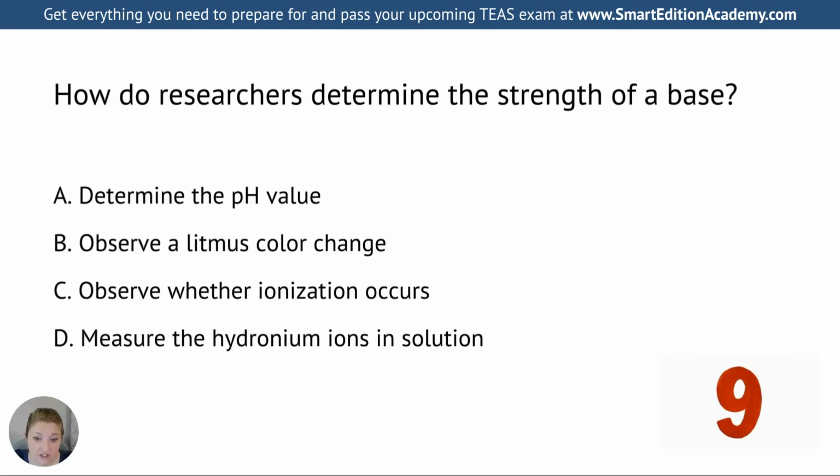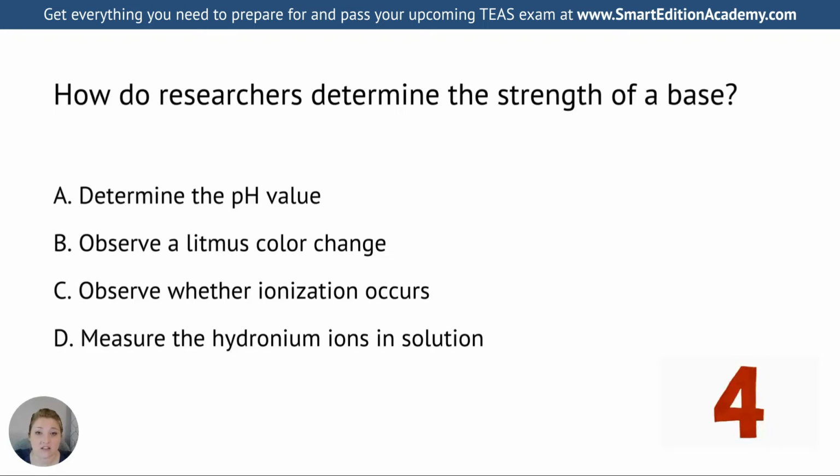All right, here's our next question. How do researchers determine the strength of a base? Determine the pH value, observe the litmus color change, observe whether ionization occurs, or measure the hydronium ions in the solution. So let's talk about our answer choices. Determine the pH value. The pH value would determine whether you have a strong base or a weak base. And you would know that because a pH that was closer to that 7 mark is going to be a weak base, while a pH that gets closer to that 14 is going to be a strong base.